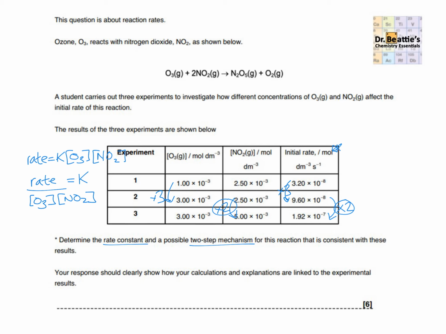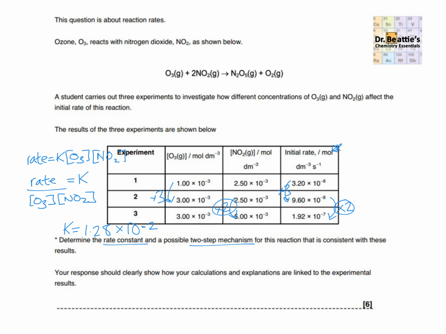For example, if we choose experiment 3, then the rate would be 1.92 times 10 to the minus 7. You divide that by the concentration of ozone, which is 3 times 10 to the minus 3, to the power of 1 because it's first order, as we worked out in its relationship. And then the NO2 would be this number here. Now, when you put that all into a calculator, you will get the answer. That secures you the third mark out of the 6.